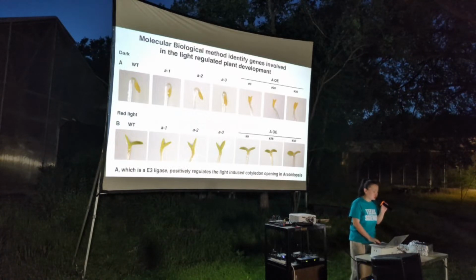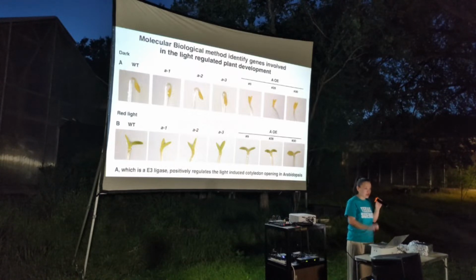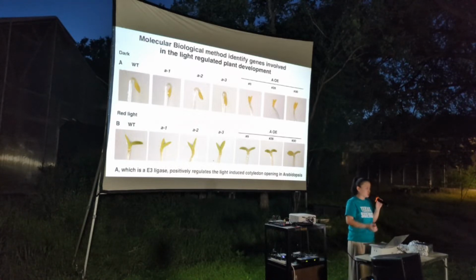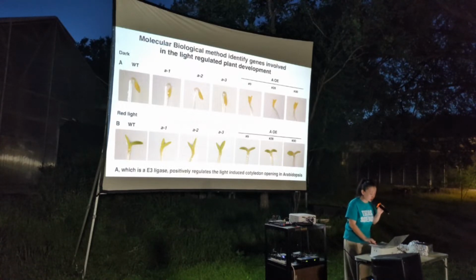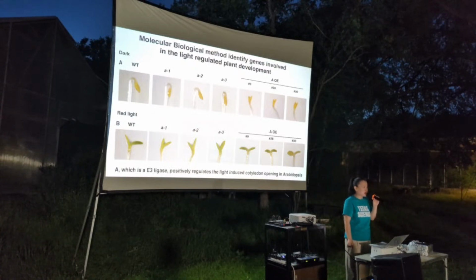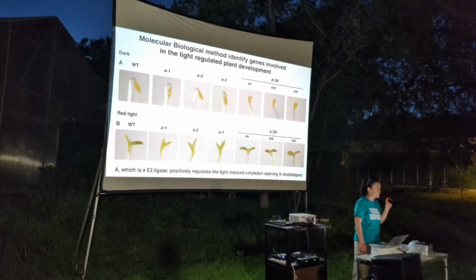Okay, and under red light, you can see the wild type has bigger cotyledon opening, right? But A-1, A-2, A-3, which do not have the A gene, will show a smaller cotyledon opening. Actually those are mutations of the A gene. And if they overexpress the A gene, you can see all those overexpression lines have an even bigger cotyledon opening compared with the wild type. Actually, the A gene is an E3 ligase. It can positively regulate the light-induced cotyledon opening in Arabidopsis.